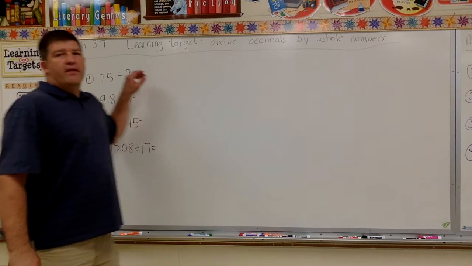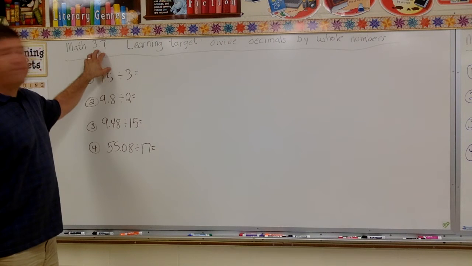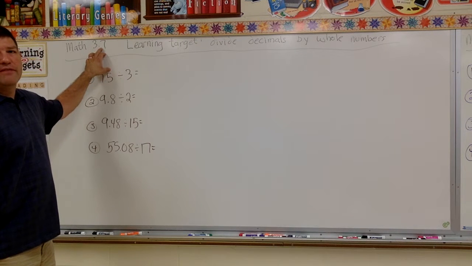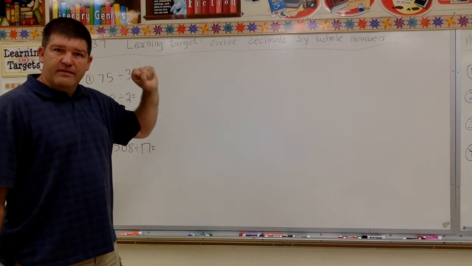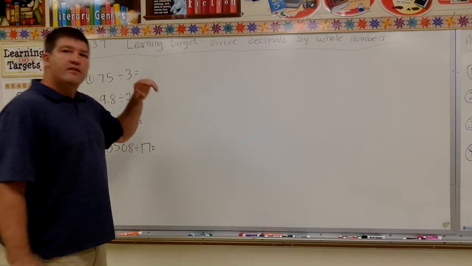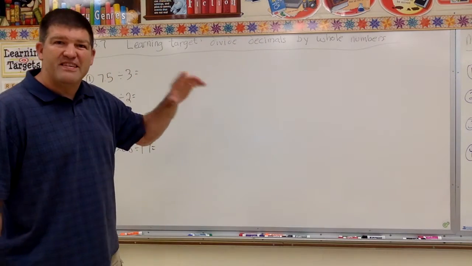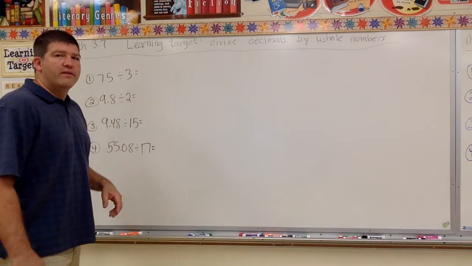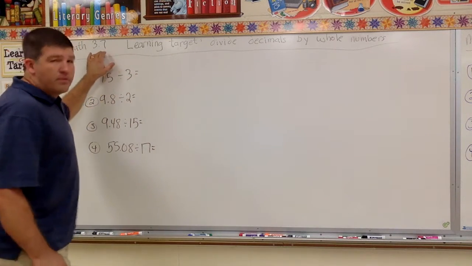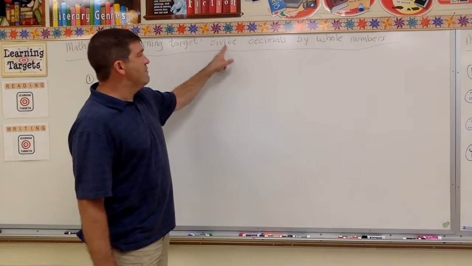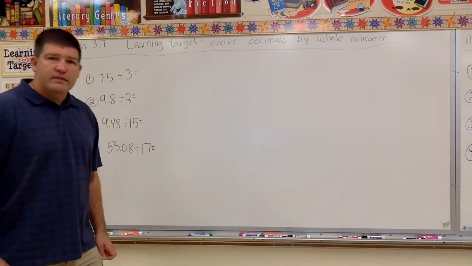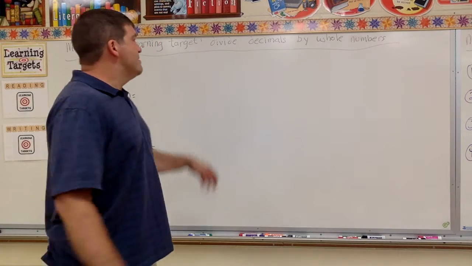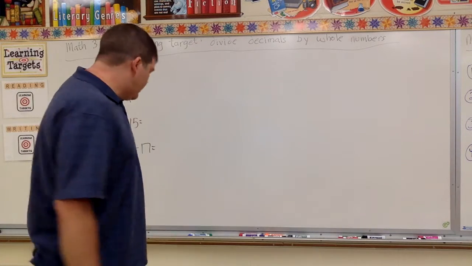All right, this is Math 3.7, Chapter 3, Lesson 7. I have one more lesson after this, and it's going to be 3.8. So we'll be done with Chapter 3, all this decimal work. But it's important, very important. So Lesson 3.7, the learning target is to divide decimals by whole numbers. So you're going to find the quotient, which is division, decimals by whole numbers.